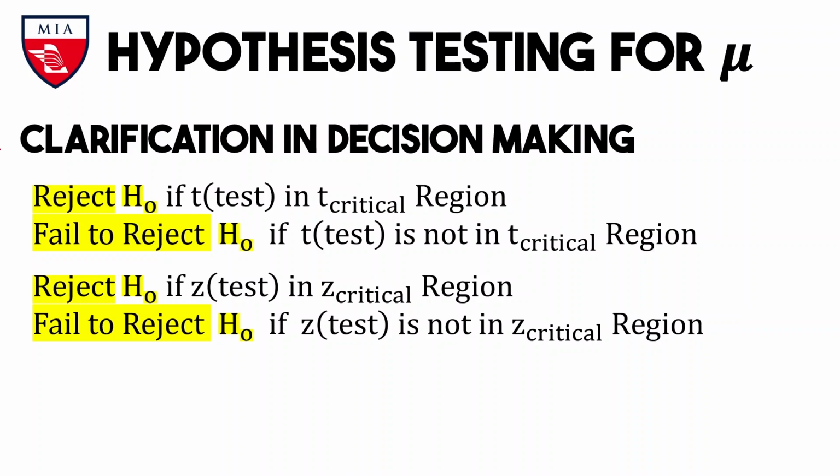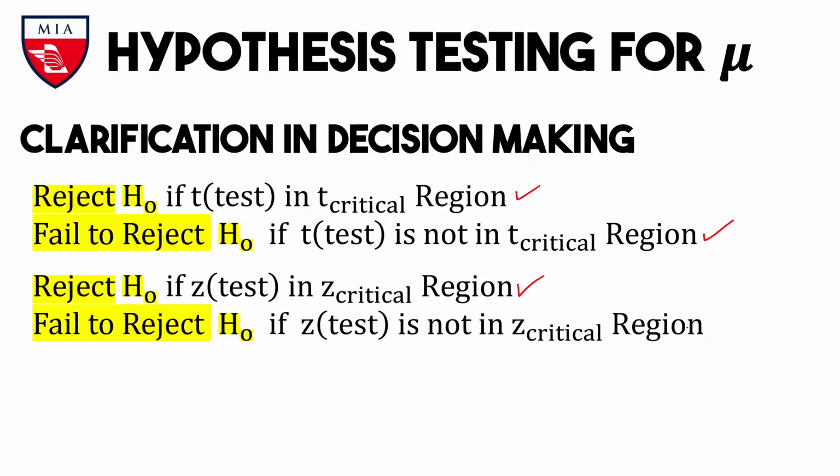Reject the null hypothesis if the t-test is in the t-critical region. Like I said earlier, fail to reject the null hypothesis if the t-test is not in the critical region. Always remember, if the value of your t-test or z-test is not in the critical region, automatically you fail to reject. On the other hand, if the value is inside the critical region, you should what? Reject it. So reject the null hypothesis if the z-test is in the z-critical region.